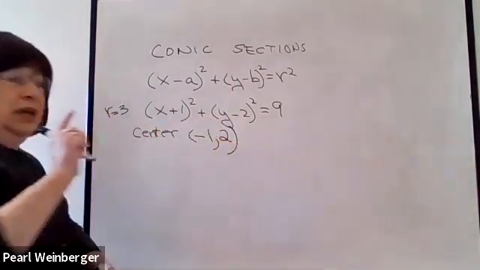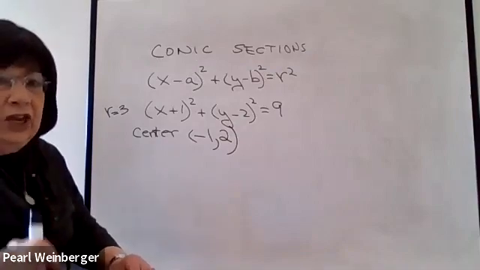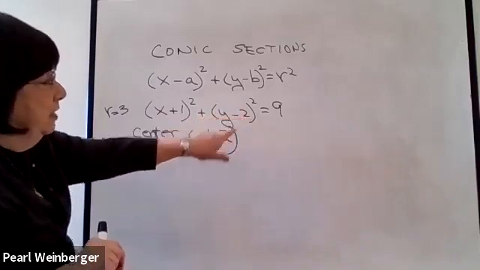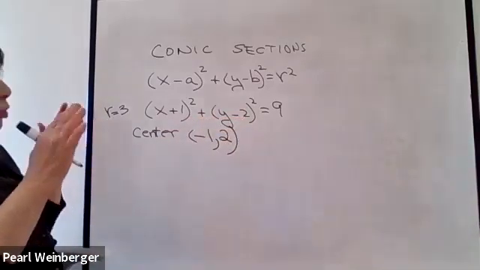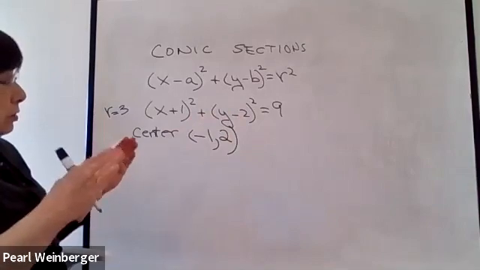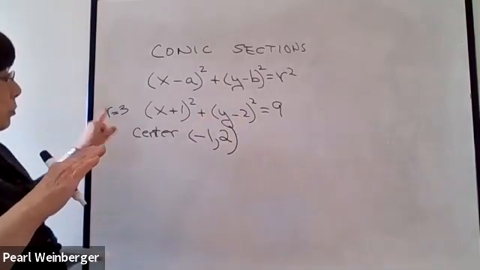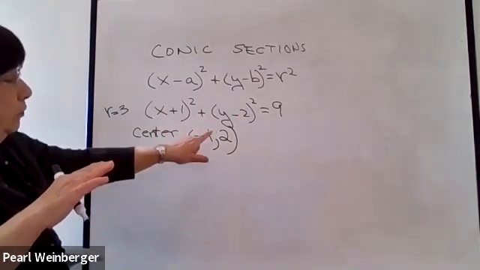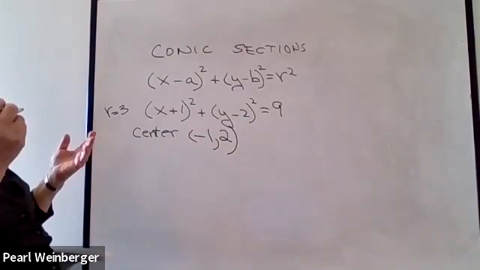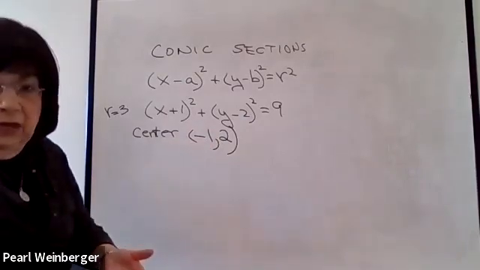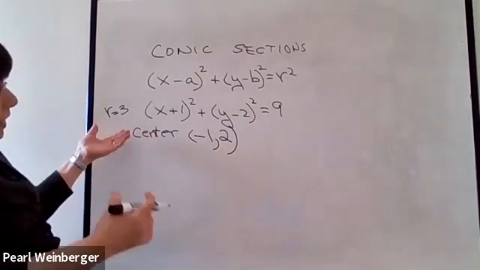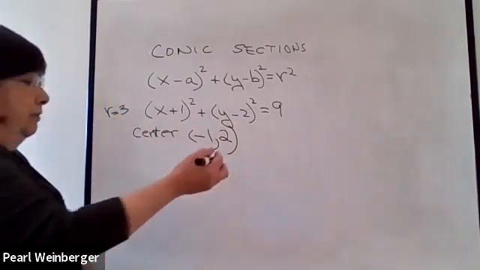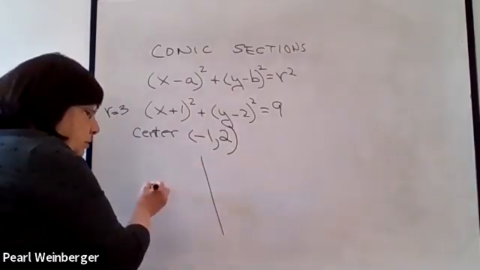I change the sign. I don't take the reciprocal, I change the sign. If it's positive, I make it negative. If it's negative, I make it positive. So I know totally what this circle is going to look like. It's a circle with a radius of 3 and a center that's the point (-1, 2). If all I'm asked is what is the center and what is the radius, well, I have it. The center is (-1, 2). The radius is 3.